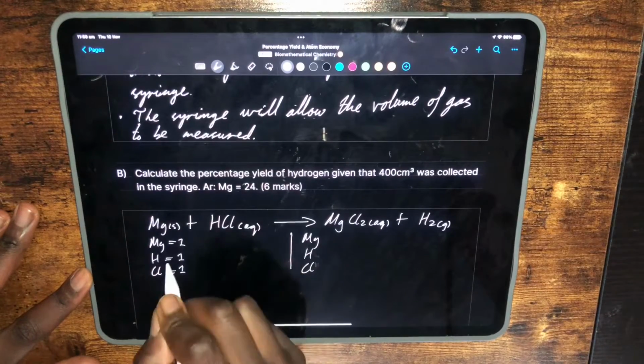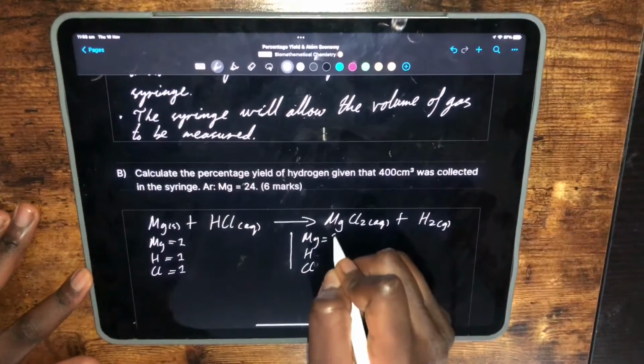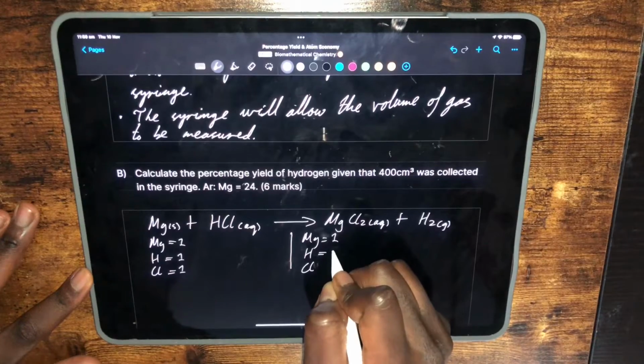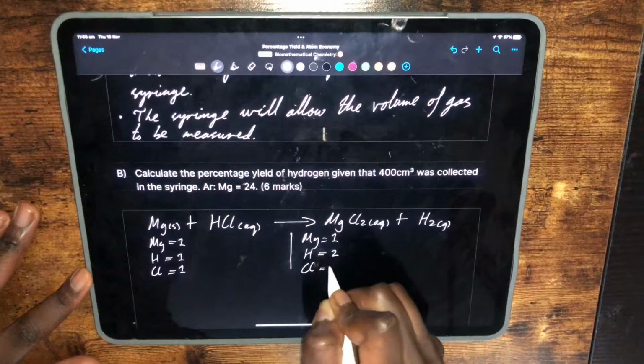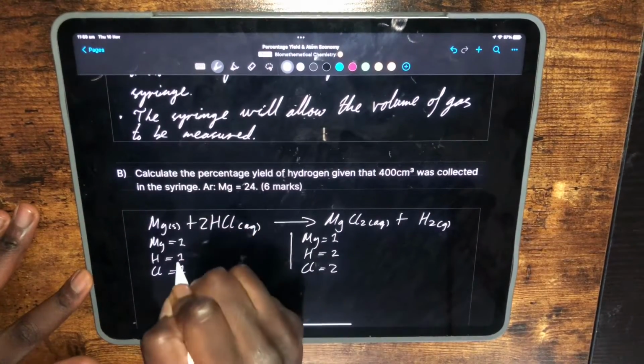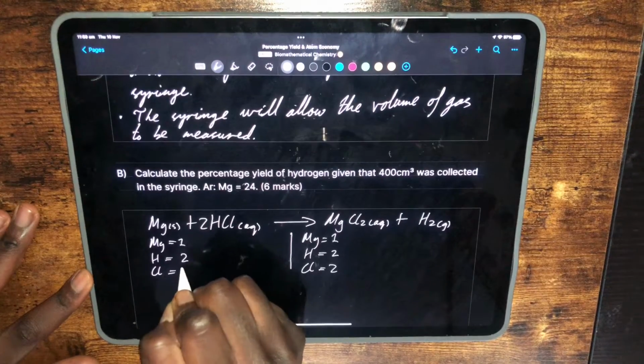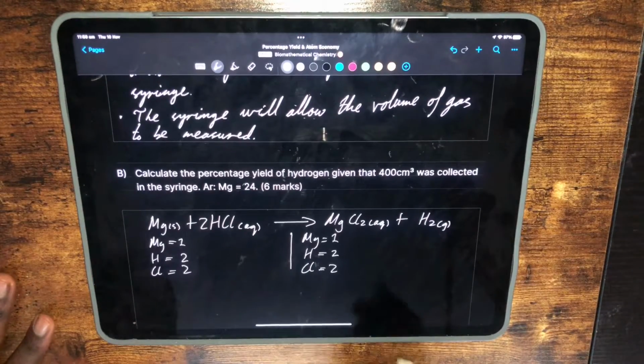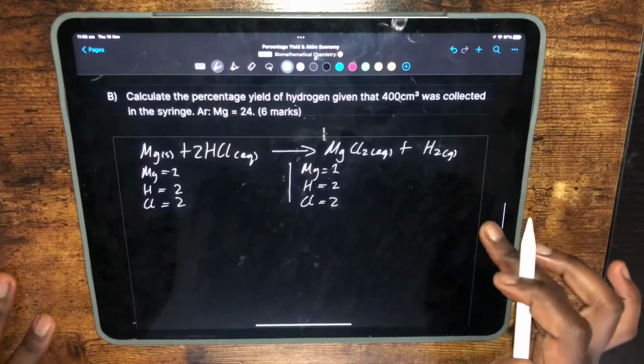There's one magnesium, one hydrogen, one chloride on one side, and one magnesium, 2 hydrogens, 2 chlorides on the other. We now have 2 on the other side. So now we've done that side.